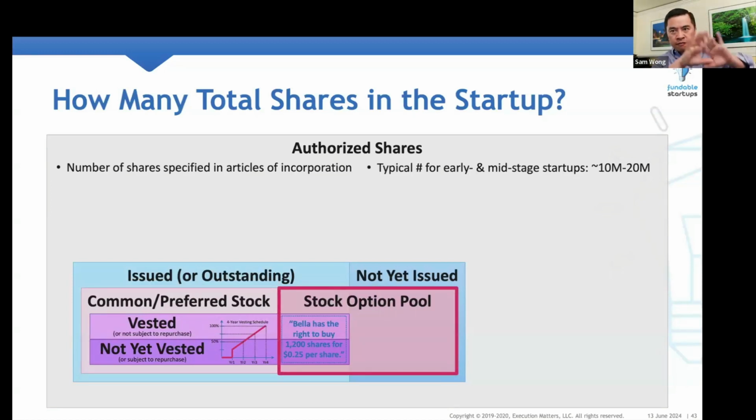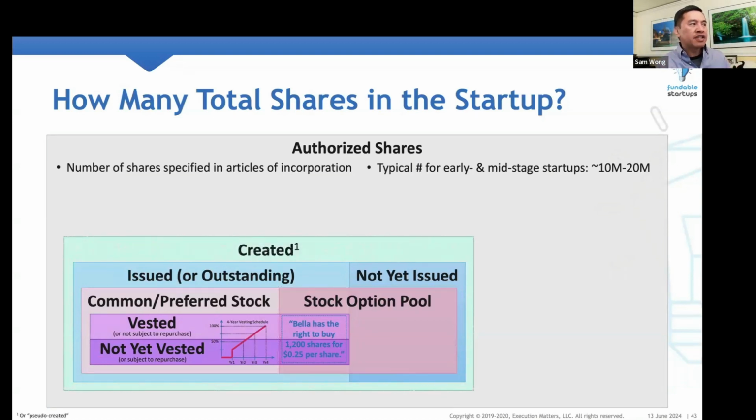The union of the issued and outstanding shares, as well as the not yet issued, is the number of shares that have been created. Okay, the not yet issued. Remember, we talked about creating a stock option pool. You fund the pool with a certain number of shares, but it may be that no employee has been hired yet to receive all of the shares. That's why you have some not yet issued shares. If you have some shares that are created, that suggests there are some shares that are not yet created.